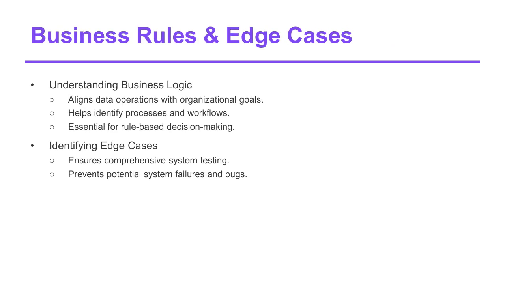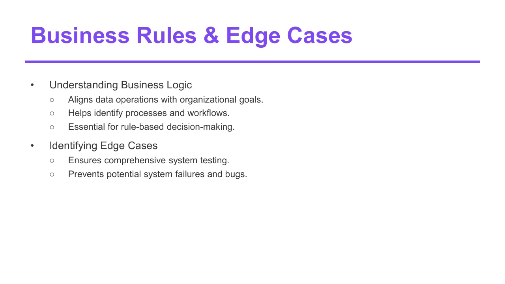Business rules are important because they make sure the data and processes we work with support the company's goals and workflows. They help define how decisions are made based on specific conditions and criteria, which is crucial for consistency and accuracy. At the same time, identifying edge cases is key to thorough testing.